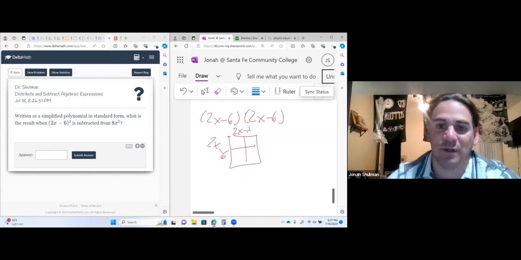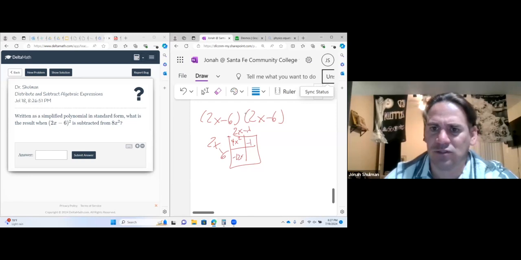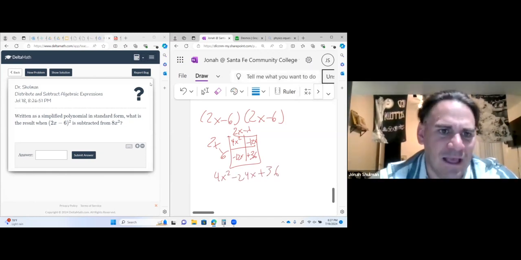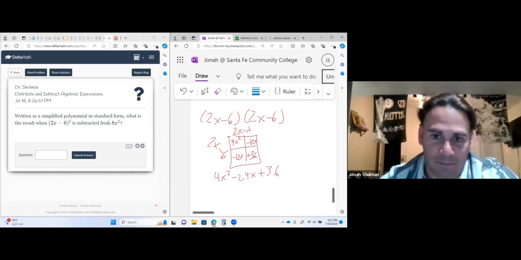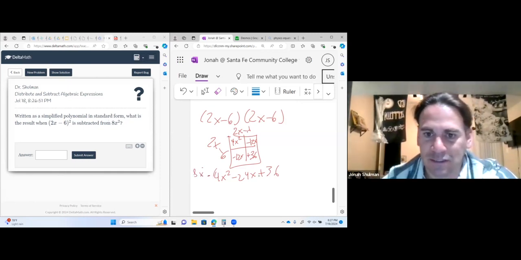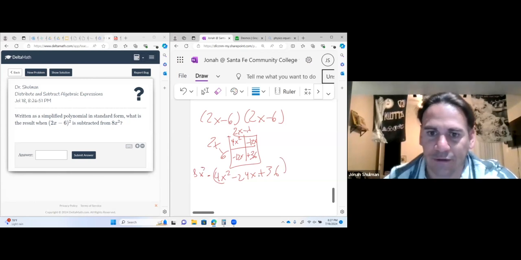And that's why the box method helps so much. 4x squared minus 12x minus 12x. I never do it this way, but I'm trying to show you other ways. So it's 4x squared minus 24x plus 36. Is subtracted from. So I have 8x squared, and I have to minus this whole thing.